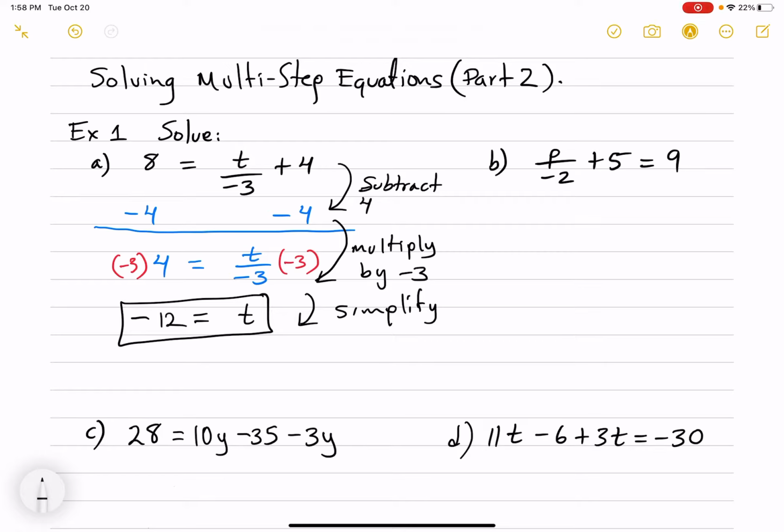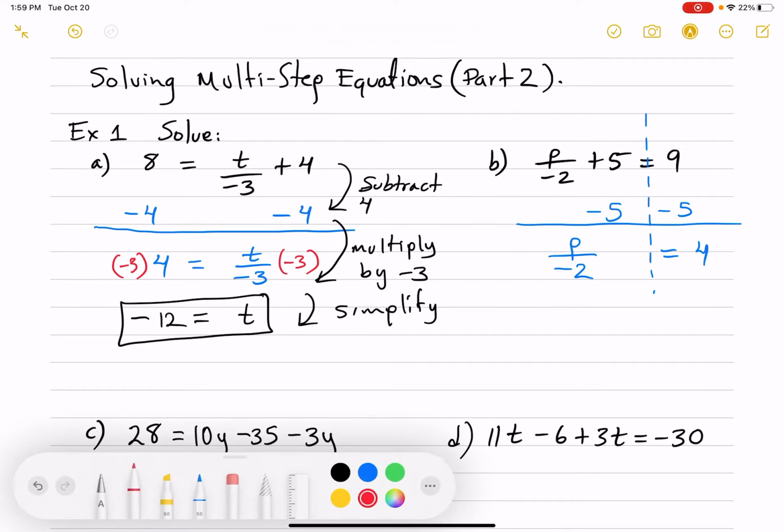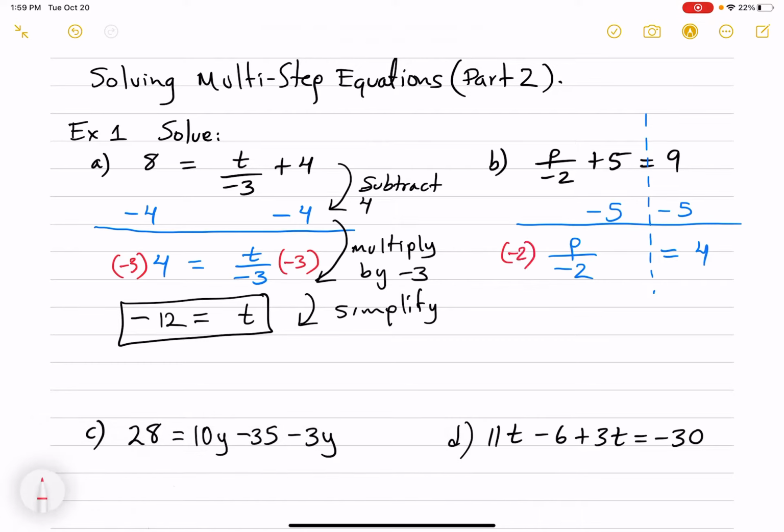Okay, so part B is very similar. We're going to start by subtracting 5 from both sides to leave the term that has a variable by itself. Remember, both sides means both sides of the equal sign. On the left side, we're going to end up with p over -2 equals 4. If we multiply both sides by -2 at this point, that'll cancel the division by -2, and p equals -8. There you go.